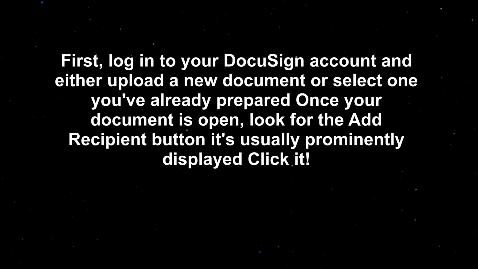First, log into your Docusign account and either upload a new document or select one you've already prepared. Once your document is open, look for the Add Recipient button. It's usually prominently displayed. Click it.